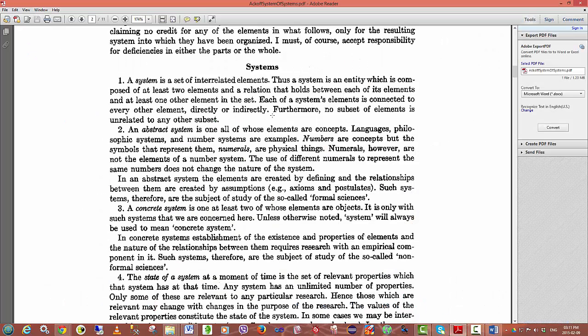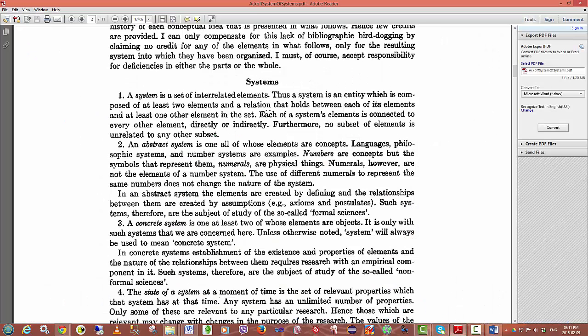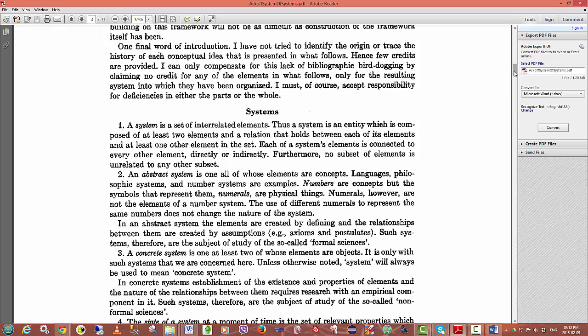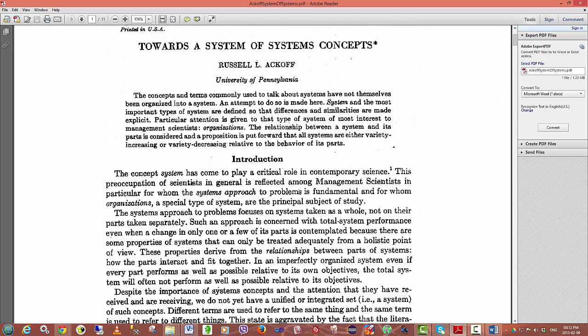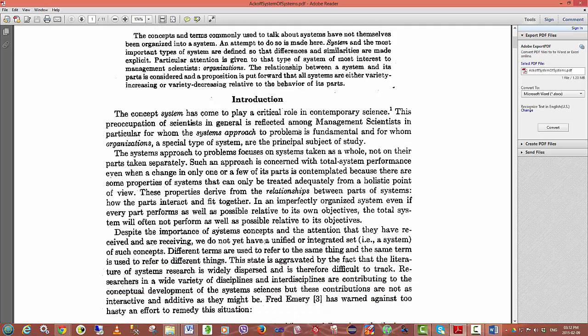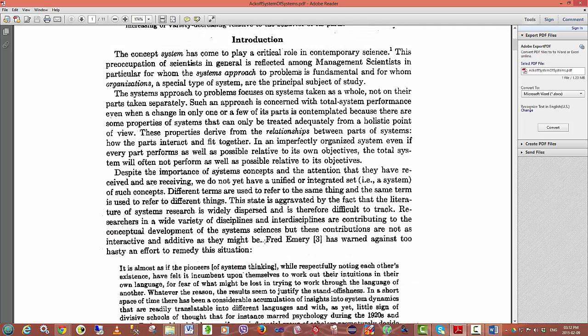Okay, that's the end of the first part of the overview of Ackoff's paper. It is well worth going through this and reading through it and attempting to understand the different concepts in it.